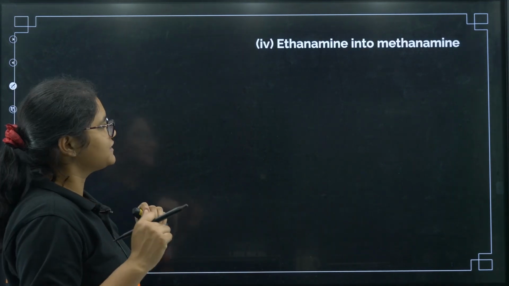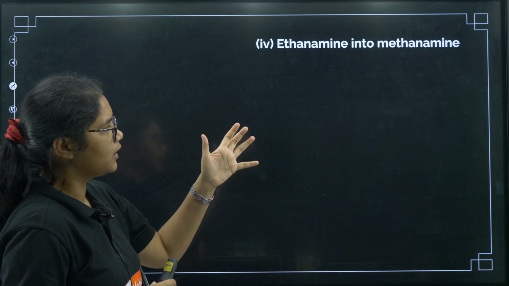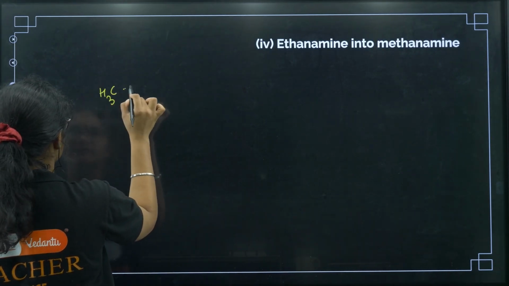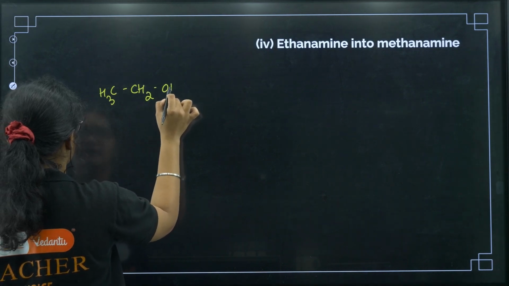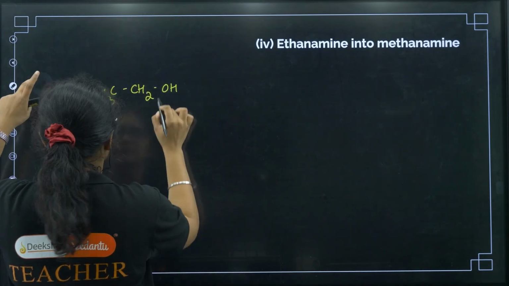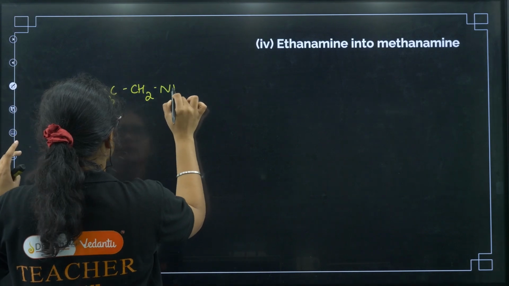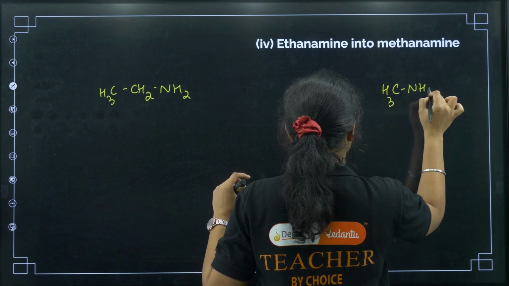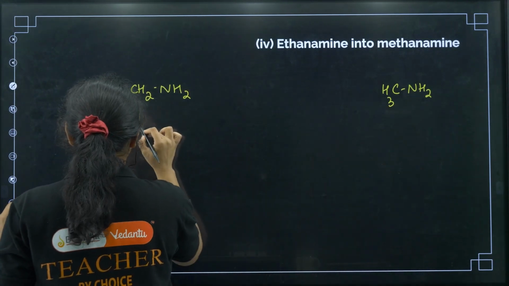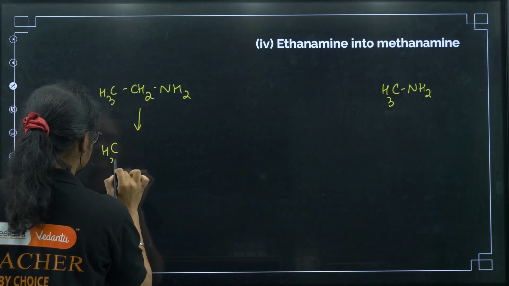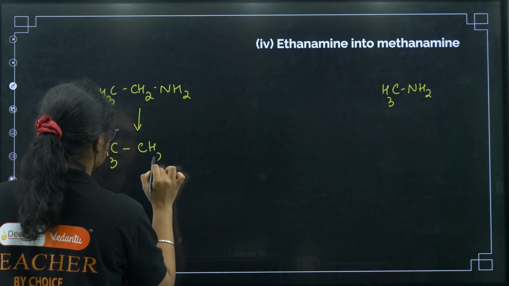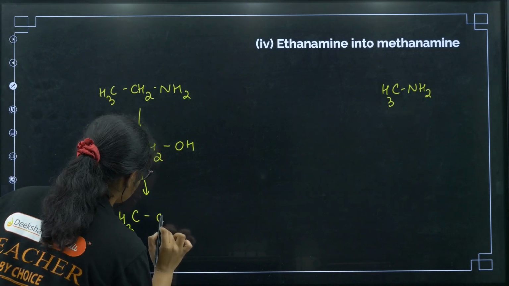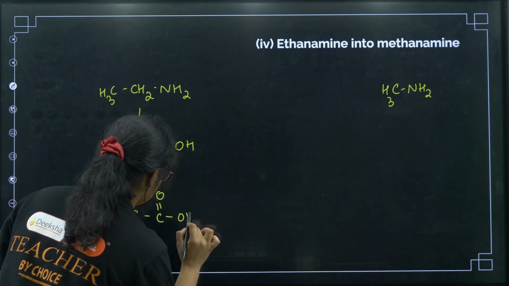Let us see the next question, that is ethanamine to methanamine. Again there is a lower number of carbons, so you can guess that there must be some involvement of Hofmann bromamide degradation, right? So we have ethanamine to methanamine. If I want to convert the ethanamine, I can convert it into alcohol, right? And from alcohol I can convert it into acid. Then I think we have done the work.